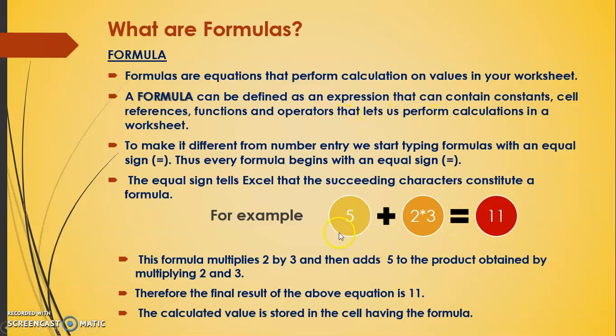See students, I have given you one example over here. Simply you are adding 5 with 2 multiplied by 3 and it will give you the result 11. How? See, first step, we will multiply 2 and 3. The product will be 6, and when this 6 is added to 5, you will get the result as 11.